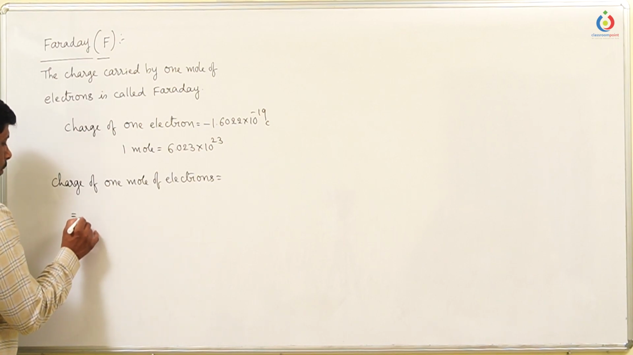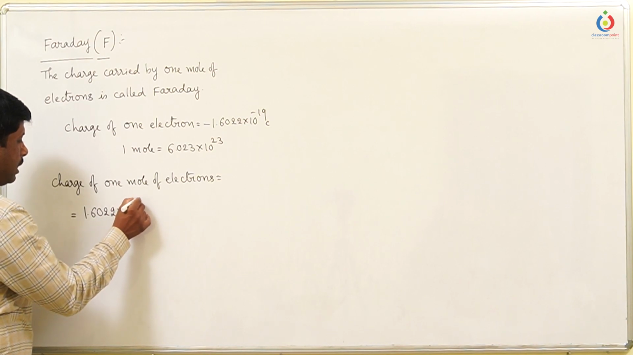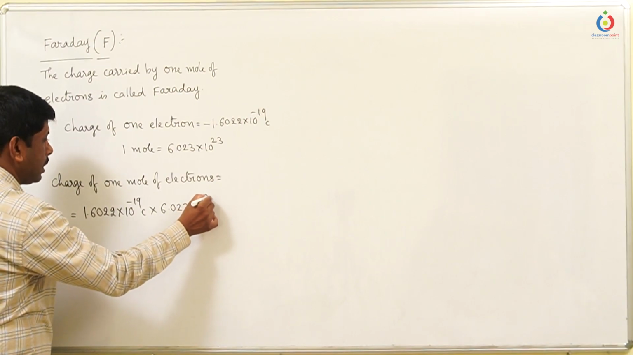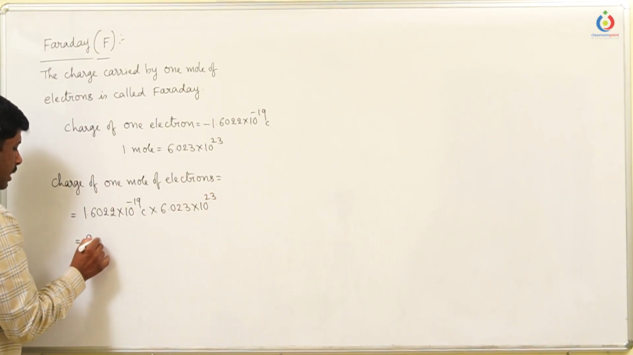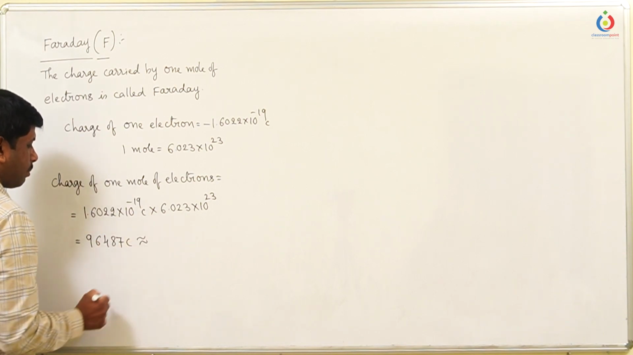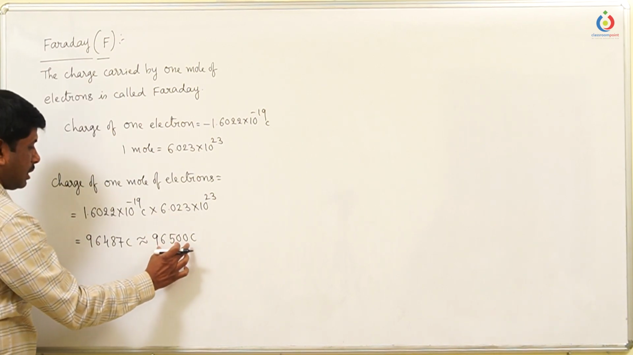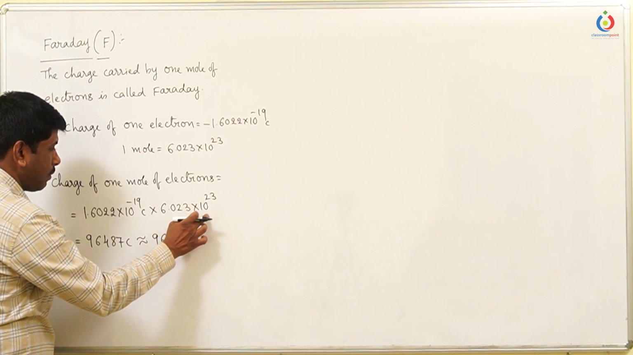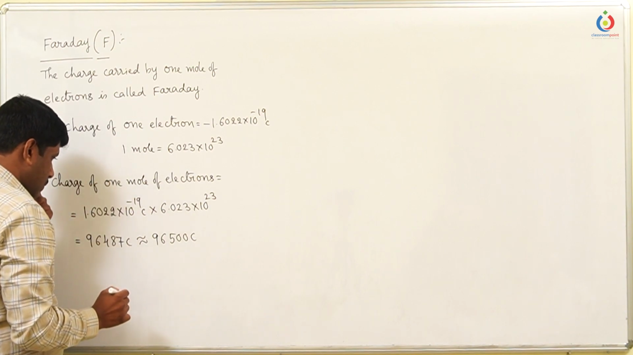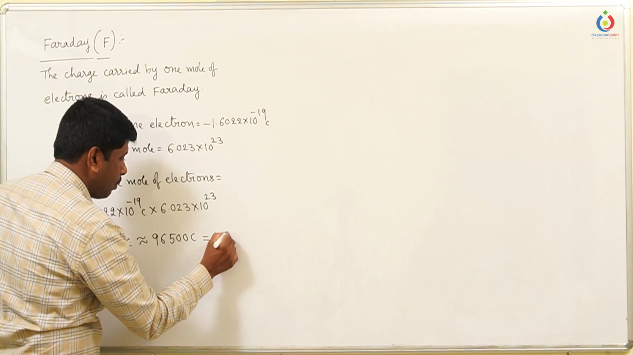So here it is equal to 1.6022 into 10 power minus 19 coulombs into 6.023 into 10 power 23. This value is equal to 96,487 coulombs. The approximately accepted value is 96,500 coulombs. So this 96,500 coulombs is the charge of 1 mole of electrons. The charge of 1 mole of electrons is called 1 Faraday. So I can write down that 96,500 coulombs is equal to 1 Faraday.